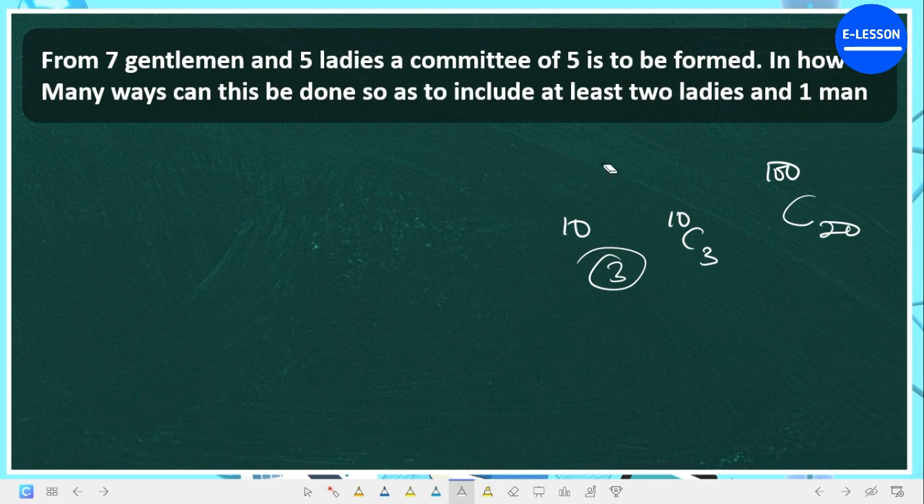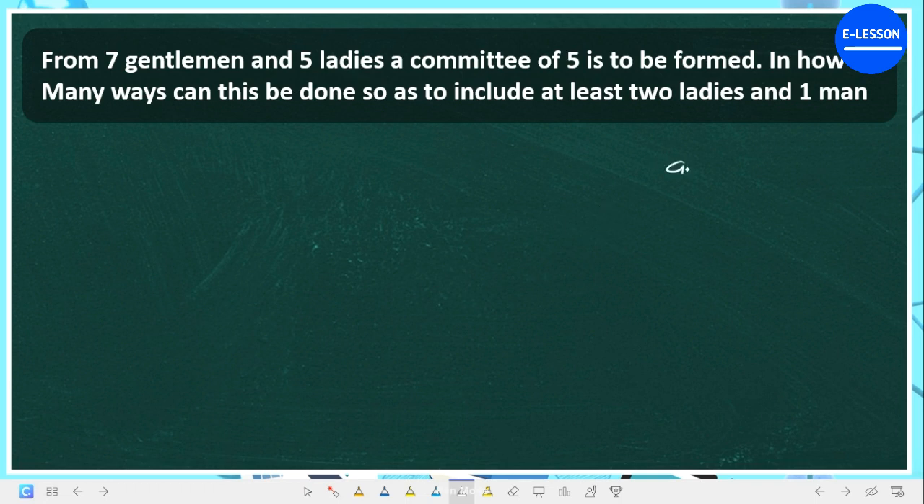With that idea, we are now going to work with this. Now, in permutation, when we say and, it means multiply. If we say or, it means addition, more like probability.